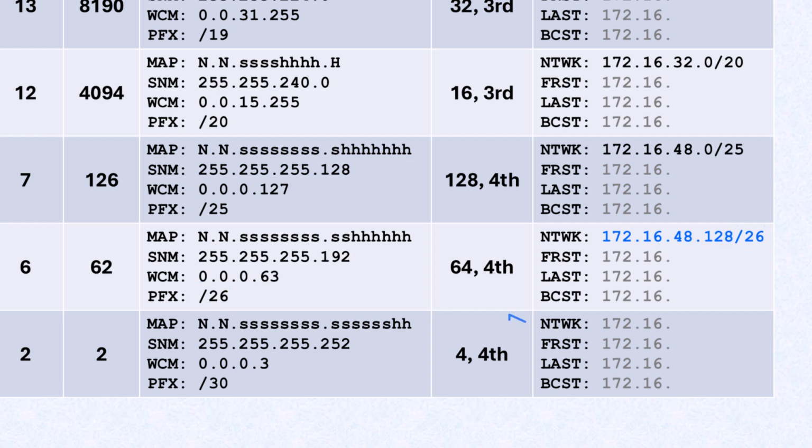Repeat the process for the fifth subnet ID. Add the interval 64 to the transition octet, octet 4 of the fourth subnet ID. This gives 192 in octet 4. Then apply the prefix of /30.